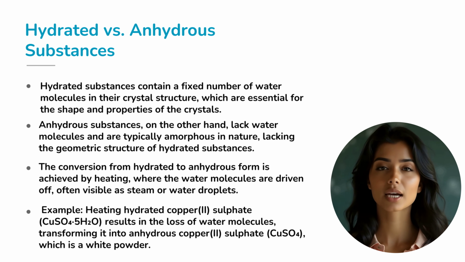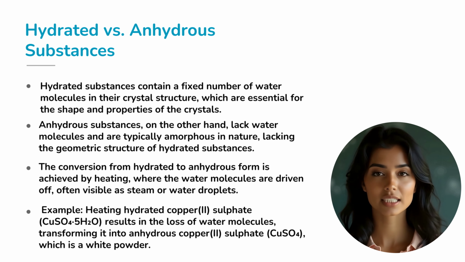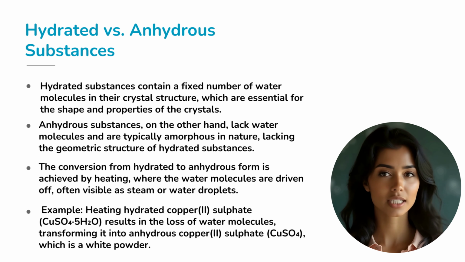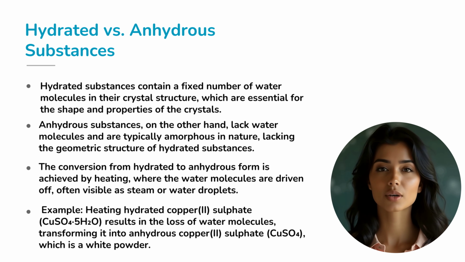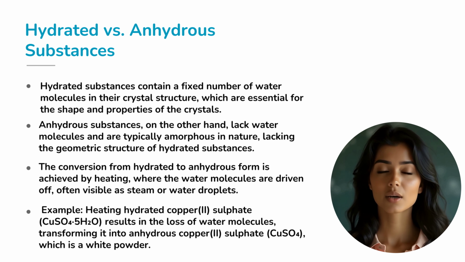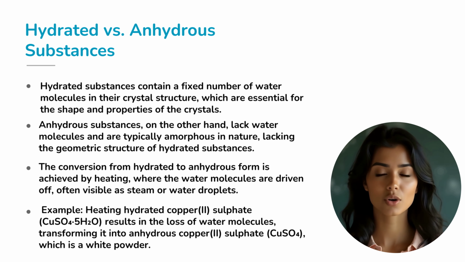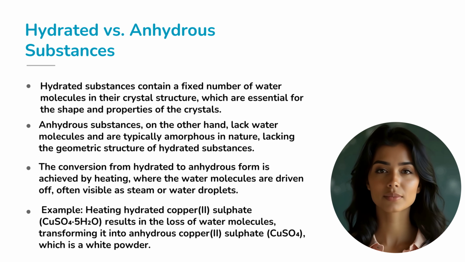Now, let's compare hydrated salts to their anhydrous forms. Hydrated substances contain a specific number of water molecules incorporated into their crystalline structure. For instance, copper(II) sulfate pentahydrate crystals are blue, but when we remove the water by heating, we get the white powder, anhydrous copper(II) sulfate. This transformation happens because heating drives off the water molecules.